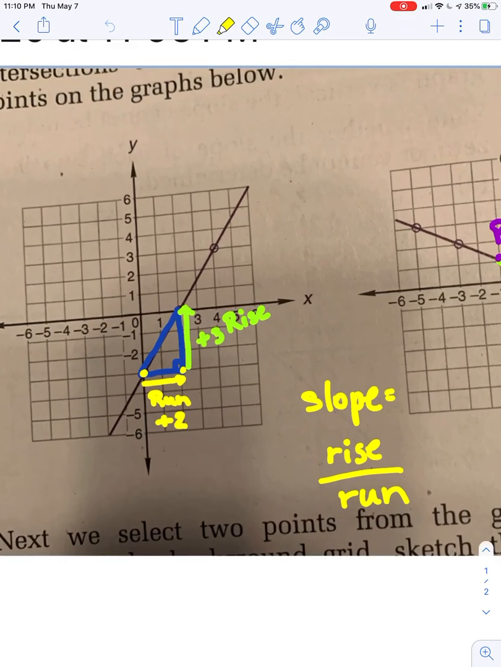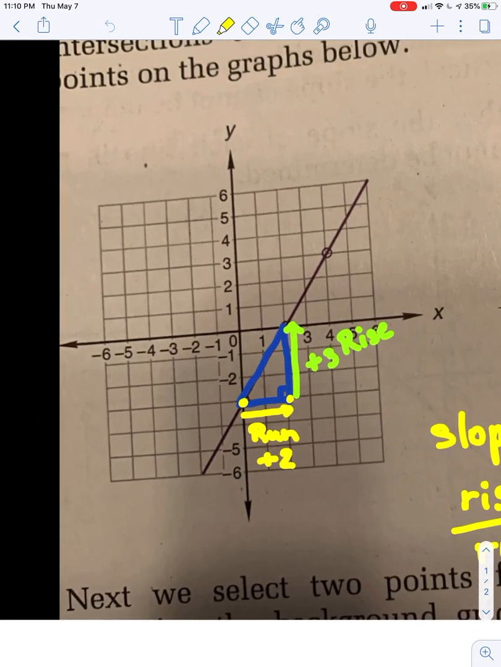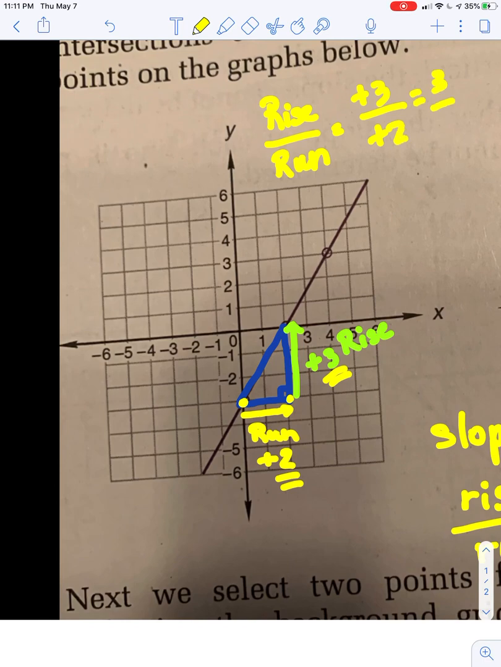Okay, so rise over run. So let's look at this graph over here. If I'm gonna write rise over run for this graph, we said the rise was +3 and the run was +2. So the ratio is 3 to 2. So my slope is 3 over 2. That's the slope of this line.